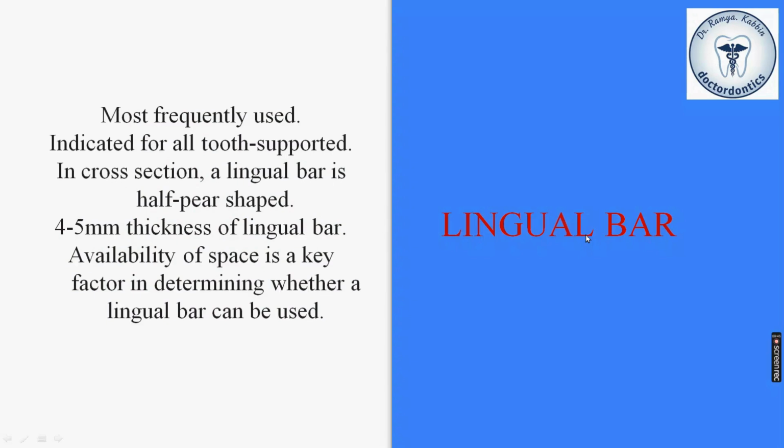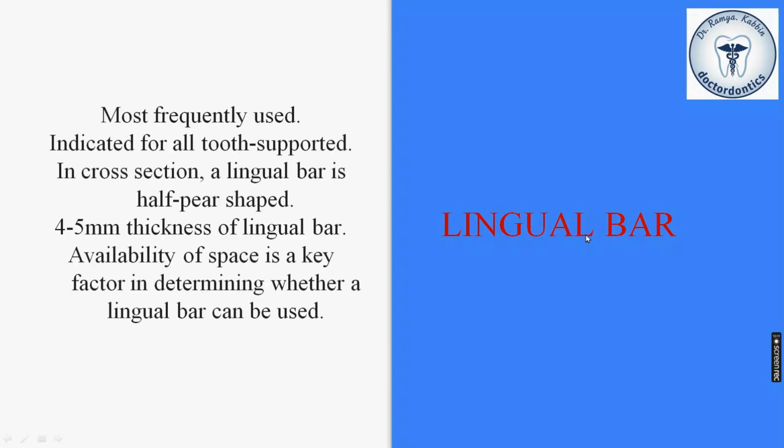Now moving to the lingual bar. Lingual bar is most frequently used whenever you are planning for the cast partial denture. First thing they check for connector is the lingual bar. So it also has a criteria. You can't use the lingual bar everywhere. So you have to think where you should use.